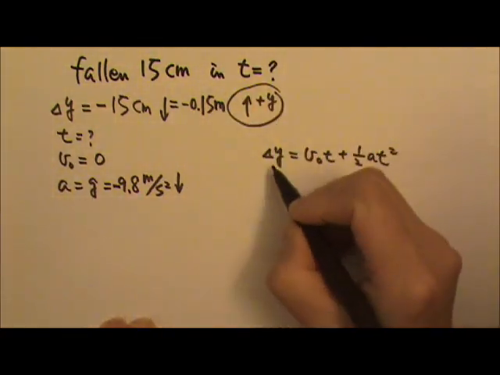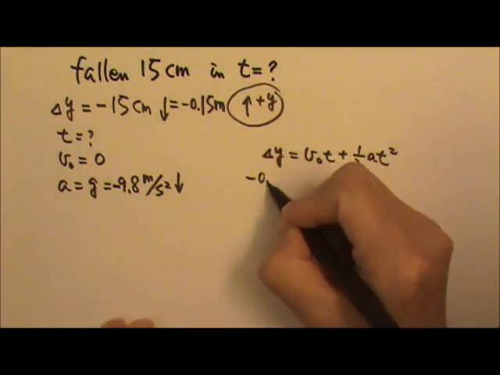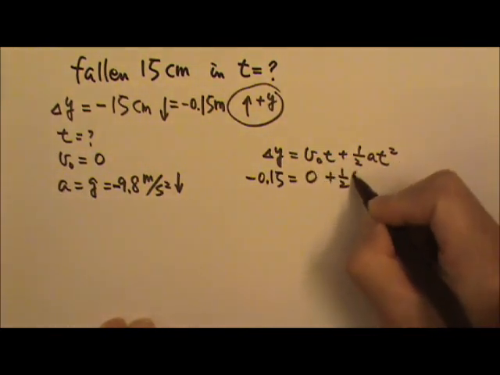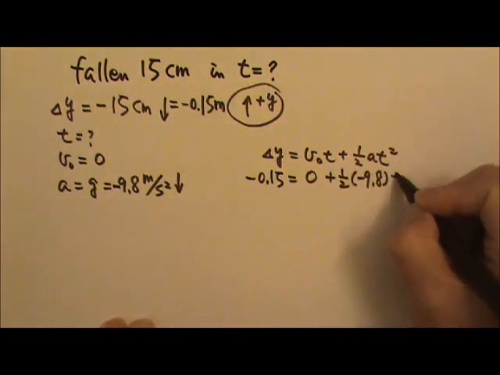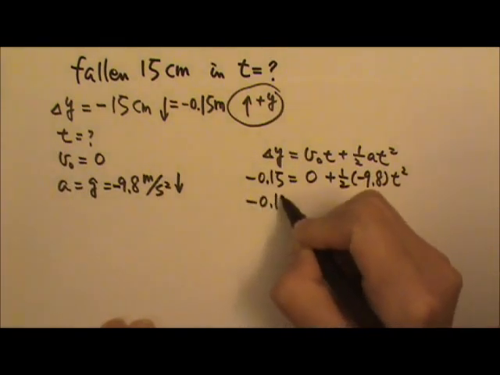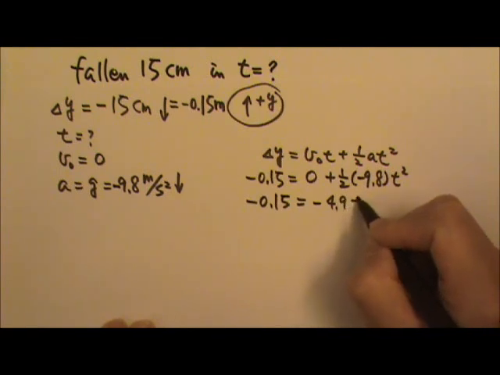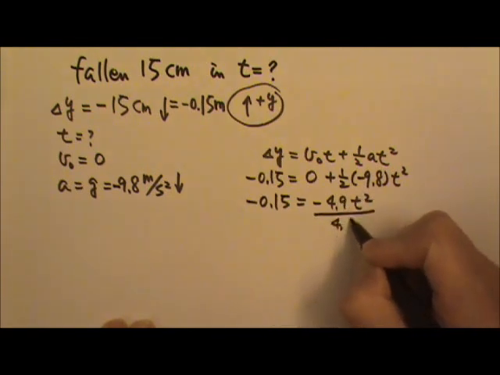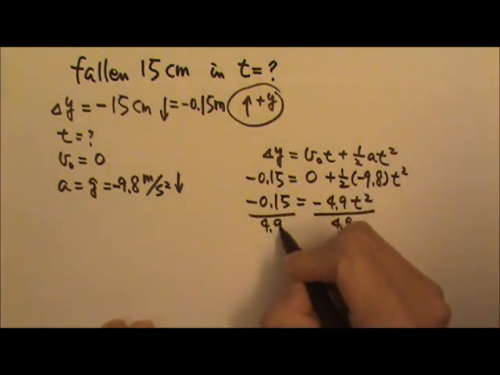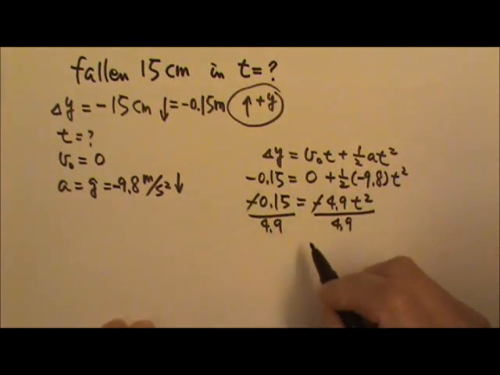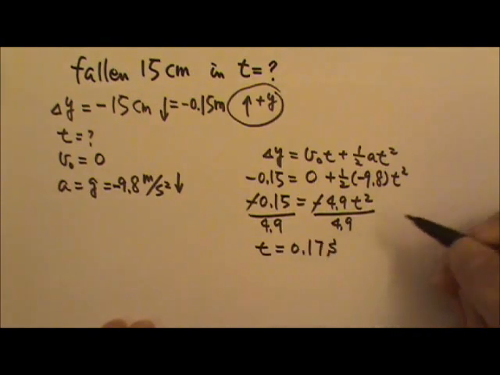Now I can plug them in. So delta y is negative 0.15, v0 is 0, and then the acceleration is negative 9.8. So this is negative 0.15 equals negative 4.9 t squared. I just have to divide by 4.9 on both sides, and then I take the square root. Of course, the negative sign cancels. So this will give me t equals 0.17 seconds, and that's my reaction time.